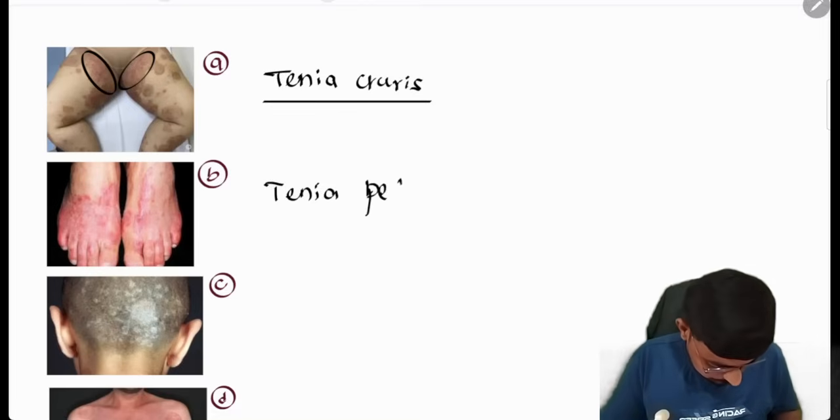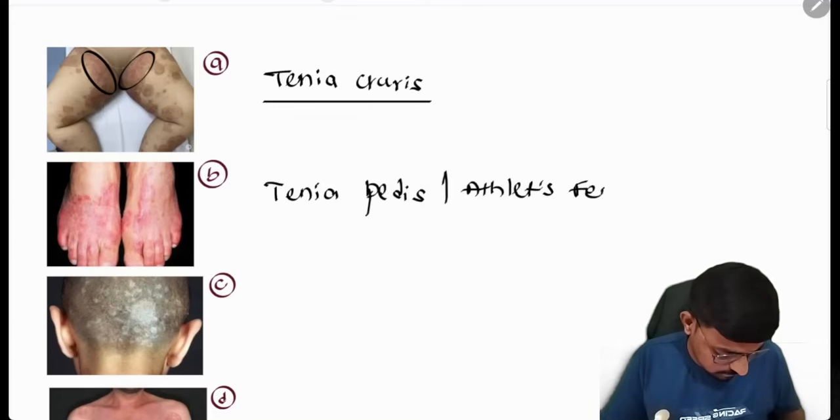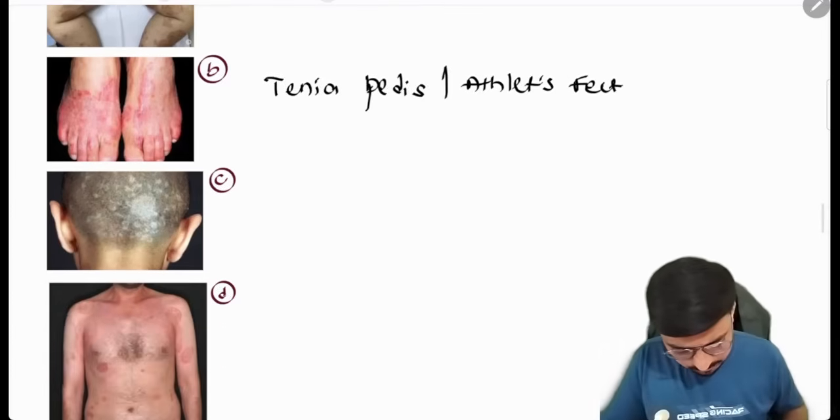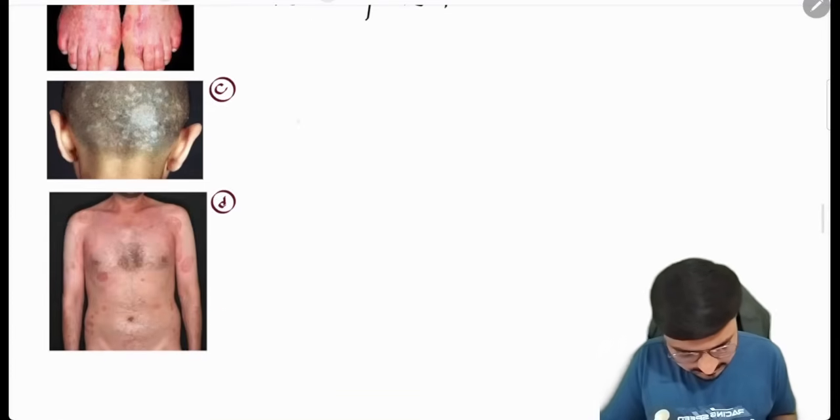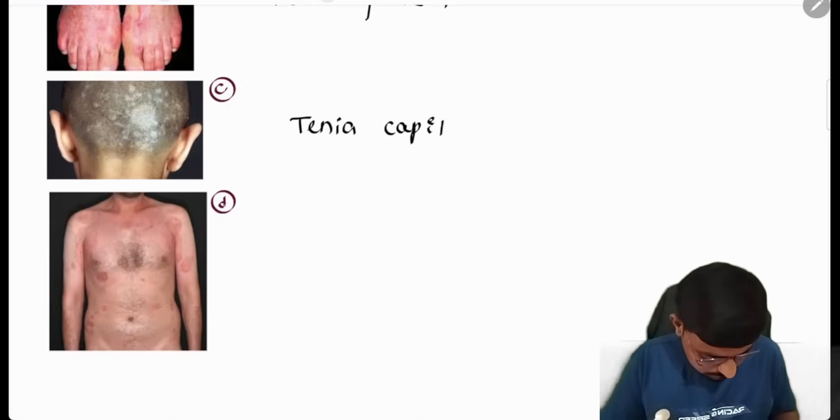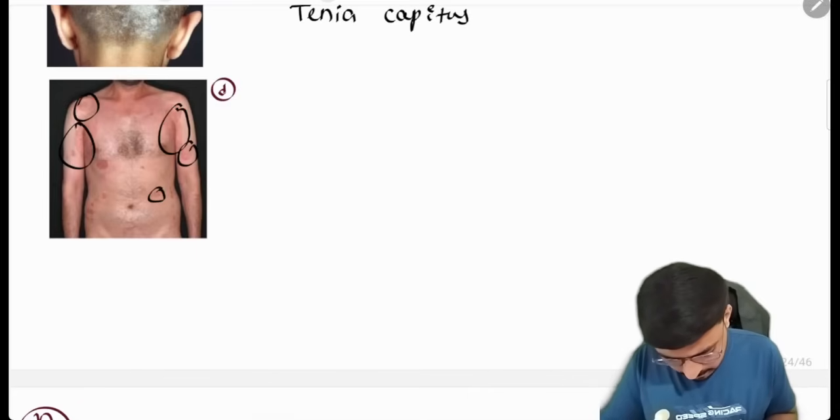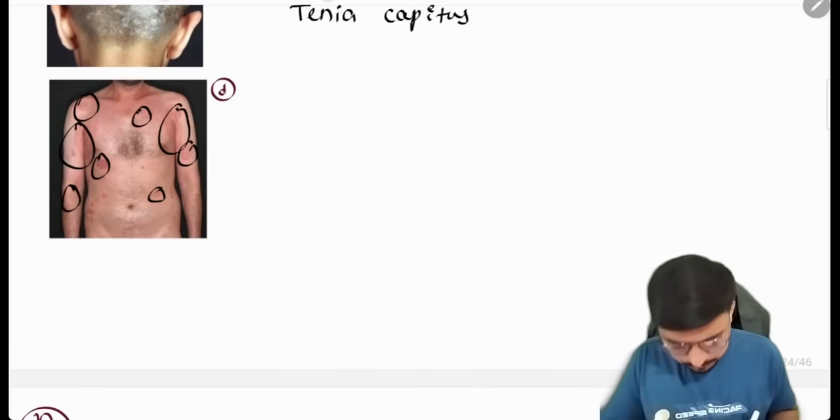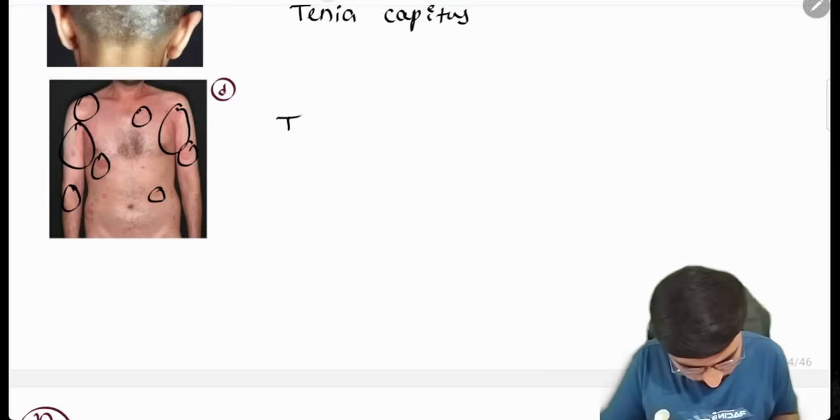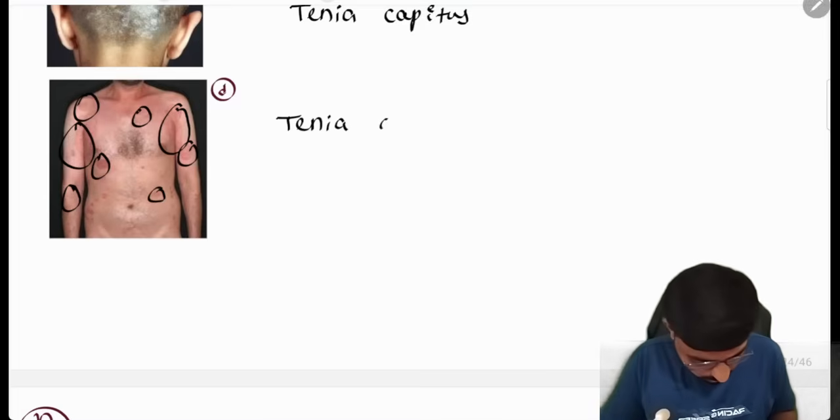If the fungal infection is happening to the foot, we call that tinea pedis, or we call this one the athlete's foot. Very, very important. If the fungal infection is happening to the scalp, what is this? This is what we call tinea capitis, right? If the fungal infection is happening to the entire body, look at this particular image. This is what we call tinea corporis.